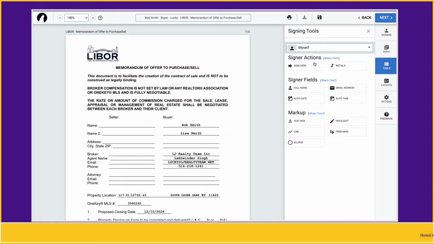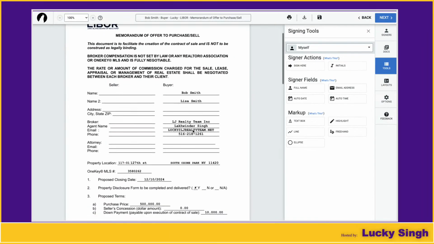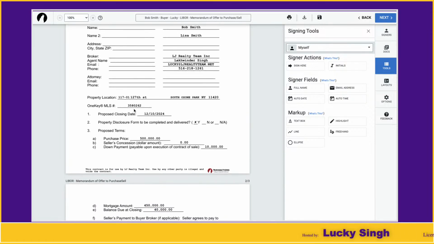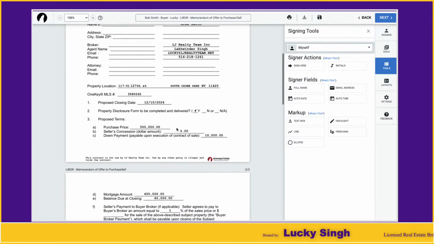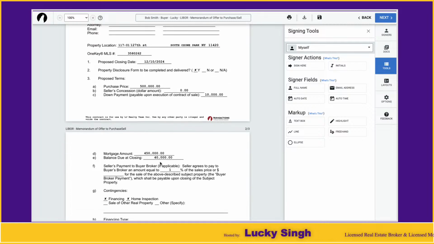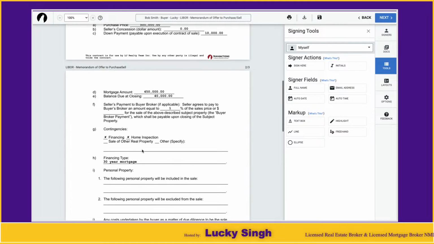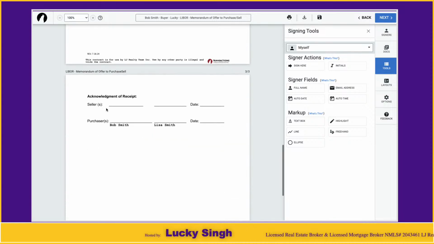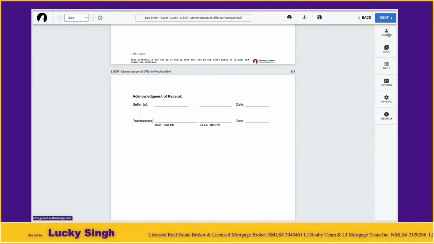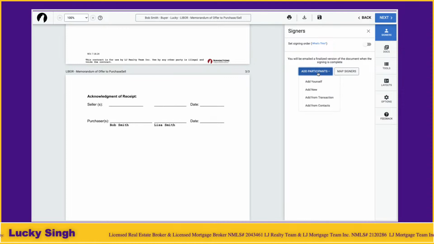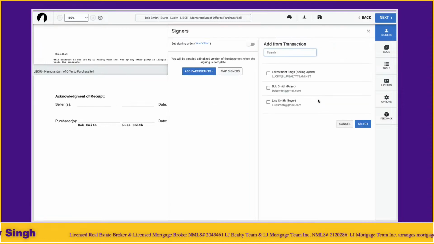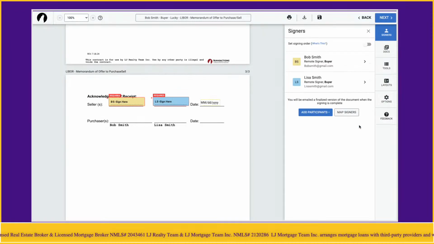Once we click on the pen icon, before we set up signature, we always want to review the form. Hey, I see Bob Smith, I see Lisa Smith, I see the address, I see the MLS, I see the closing proposed date. Everything else is there, the offer sheet, everything that we need, the terms are filled out. I want to scroll to the page where it says Bob Smith and Lisa Smith. They're going to sign here. So what are the steps? I want to click on signers, add participants, add from transaction. I want to select both of them and click on select.